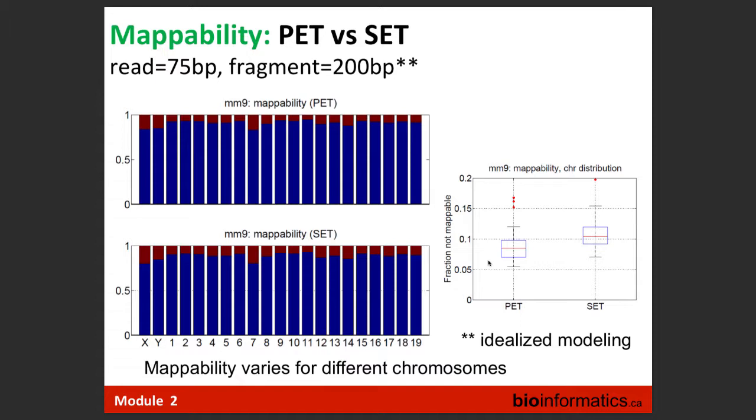And here you can see single-end. So this box plot is essentially the distribution for those bars. So it's per chromosome. The range is from somewhere around 9% of the genome non-mappable up to 16%. And paired-end shifts it by 3%. So paired-end helps, but doesn't help that much.